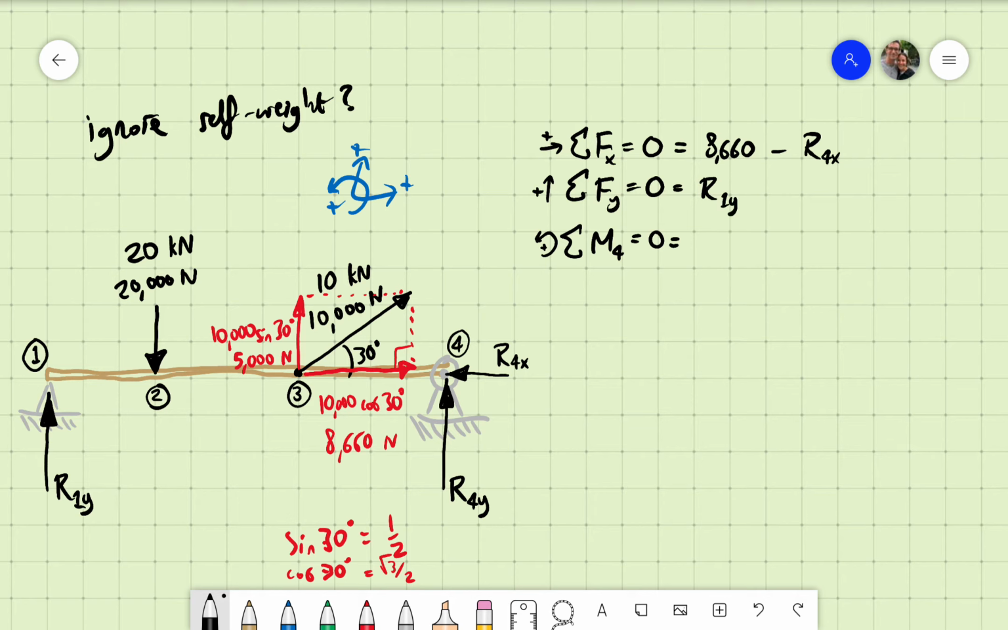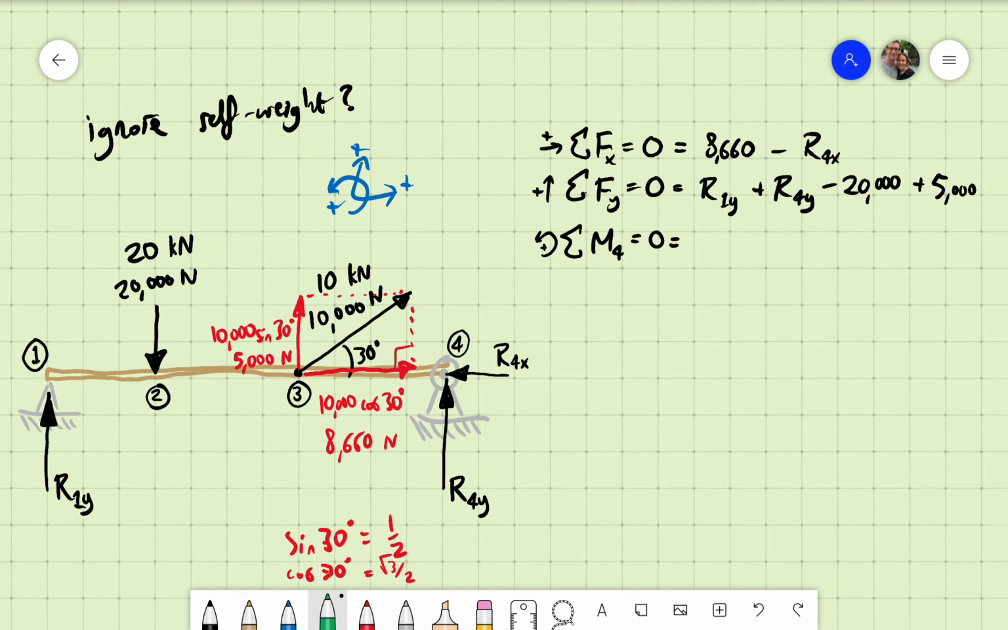We have R1y is positive upwards. Let's do the unknowns. R4y is positive upwards. We have a negative 20,000. I'm really wishing I was working in kilonewtons actually at this point. All those zeros get in the way. And then we have a positive 5,000. Okay, that's this right here. Everything looks to be accounted for.